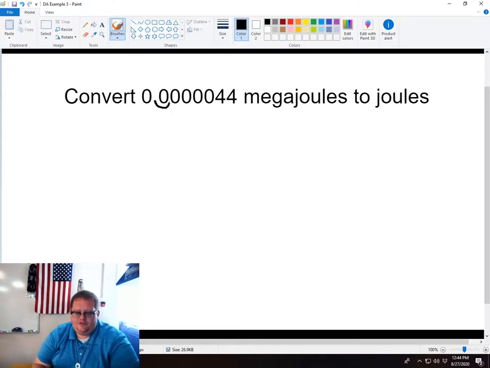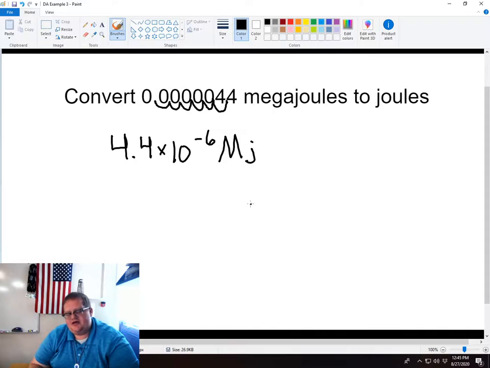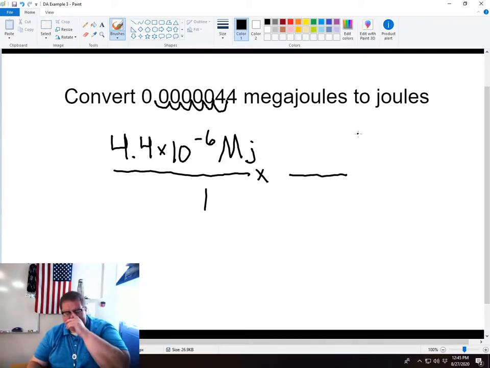So, I'm going to move 1, 2, 3, 4, 5, 6 times to get into scientific notation. That's 4.4 times 10 to the negative 6. Be careful on those. I think most of you are pretty good with it, but sometimes people mess up on the negative and positive exponents. Put this over the number 1. Times sign, division sign. So I want to get rid of megajoules, right? That's what I want to cancel. I want to get rid of it.